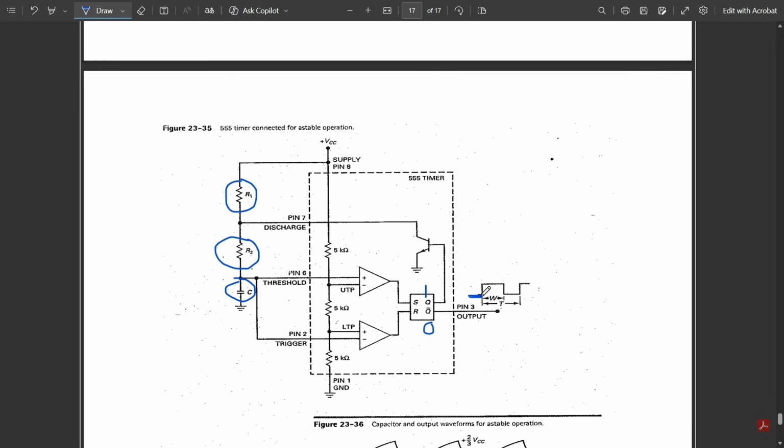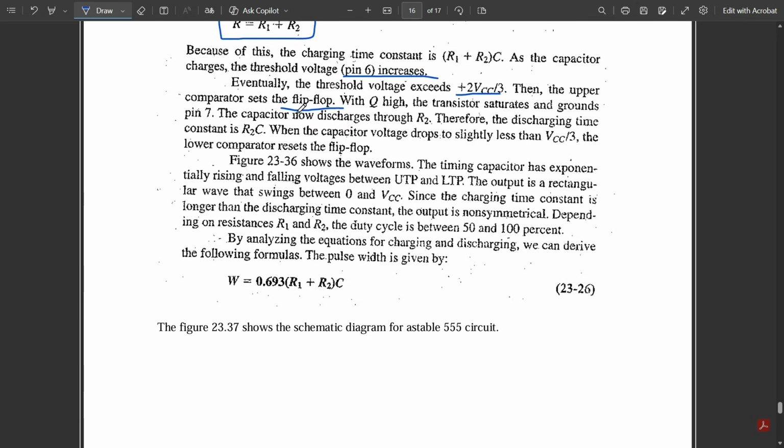Now we require one more, a second pulse, that is 1, right? In order to produce the next pulse, we require 1. For that, you need to follow the same operation again: when Q is high, the transistor saturates to pin 7 and the capacitor now discharges. After the pulse is generated, the capacitor discharges, reaching slightly less than VCC by 3. Then it would be resetting the flip flop from the lower comparator.